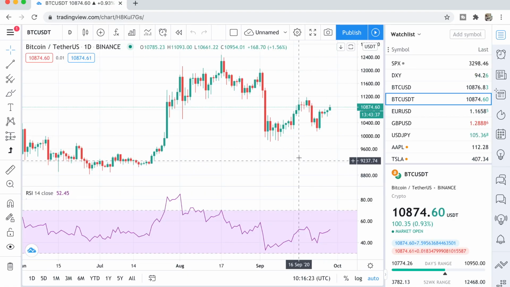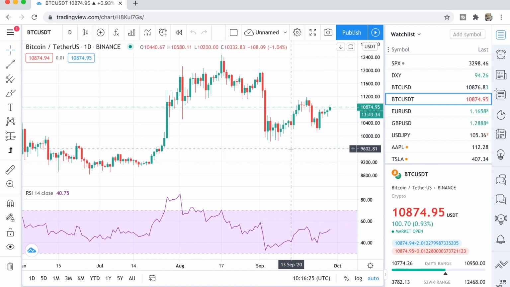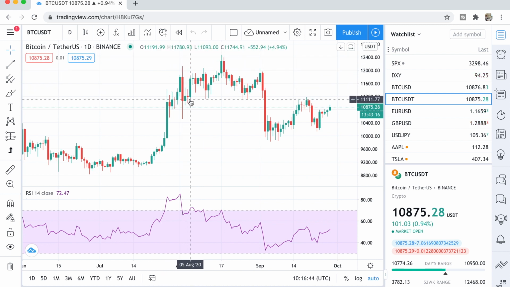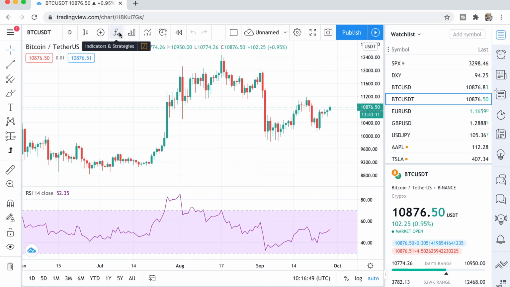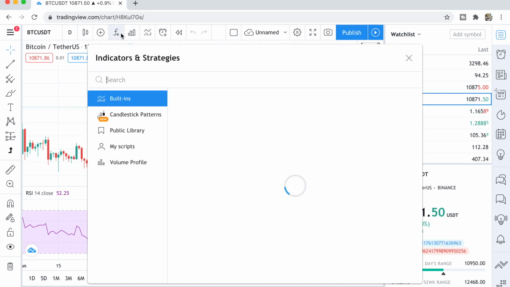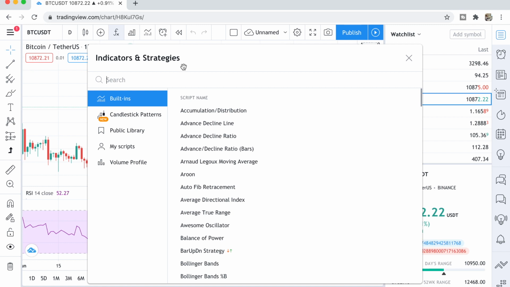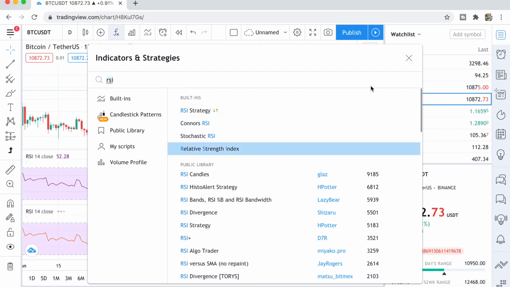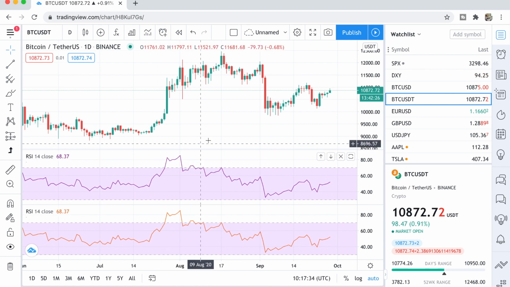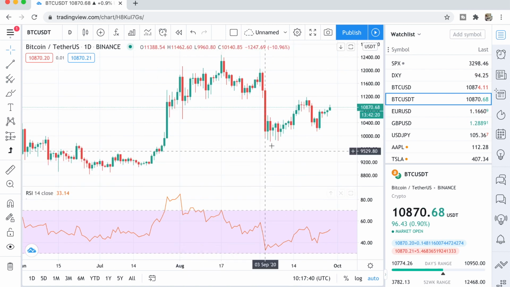Alright, so here's a chart of the Bitcoin US dollar cryptocurrency market. We're in TradingView, which is a charting platform. To get the RSI, all you have to do is go to the fx, which is your indicators and strategies. Once you go here, there's a huge list of all the indicators, but right now we're only interested in the RSI. So you go to the RSI, Relative Strength Index, and then it'll plot it. I've already plotted an RSI, so it's doubled up, so I'll just go ahead and delete one. Now we're in the RSI.